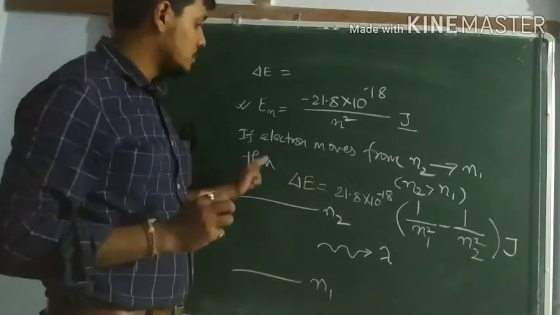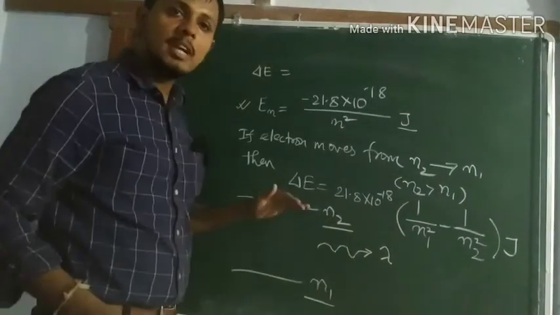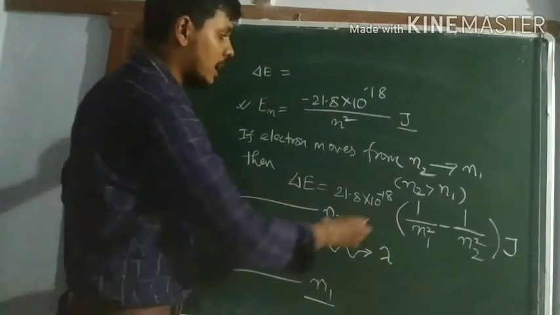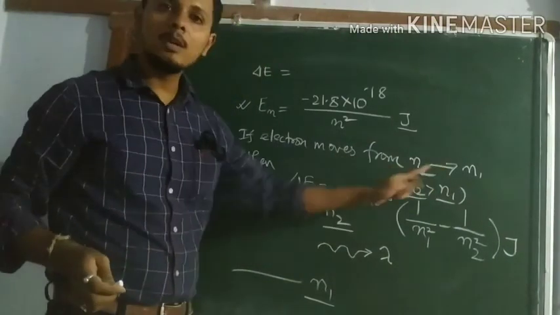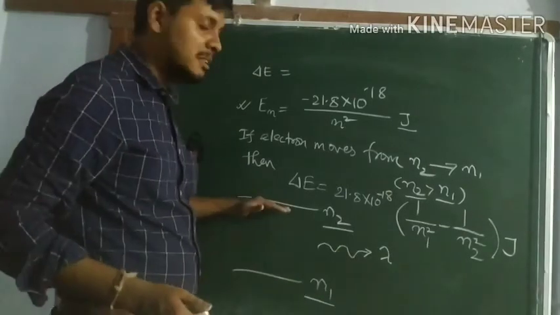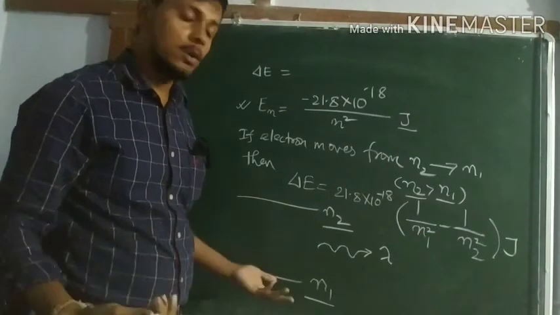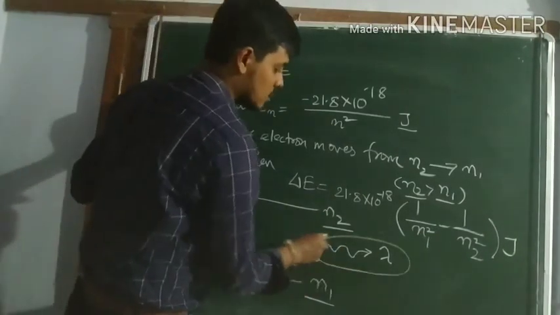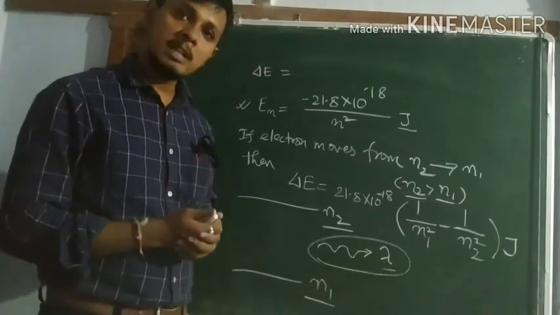Now, if the electron moves from n2 to n1, where n2 is greater than n1, then wavelength is emitted, the light is emitted. It goes from higher energy to lower energy, that means energy decreased, and the energy goes out as electromagnetic radiation. Electromagnetic radiation has a wavelength. So what is the wavelength of the electromagnetic radiation?